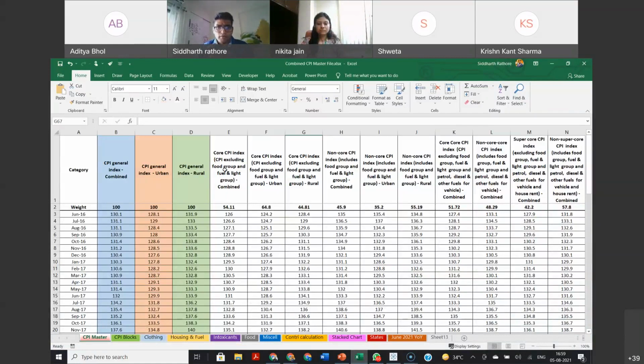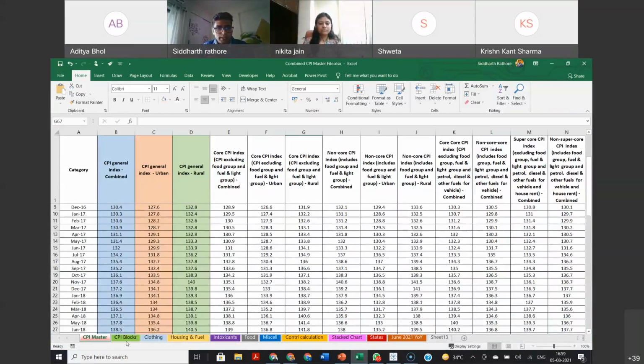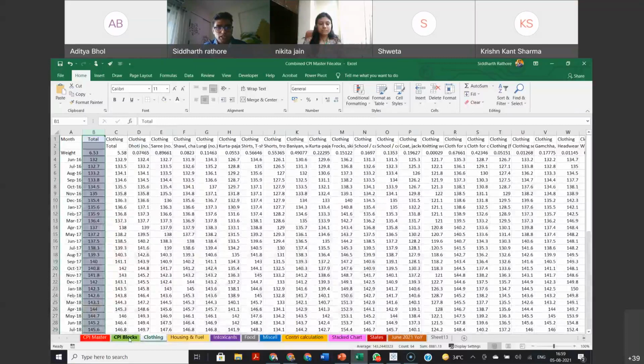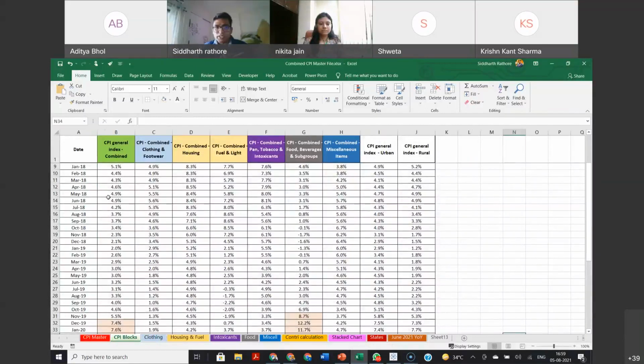So this is the kind of raw data that we get from the MOSPI website. Now we need to convert it into percentage points. So you apply the formula of growth rate on each particular parameter, and then you can easily get the growth rates for each particular sub-index.